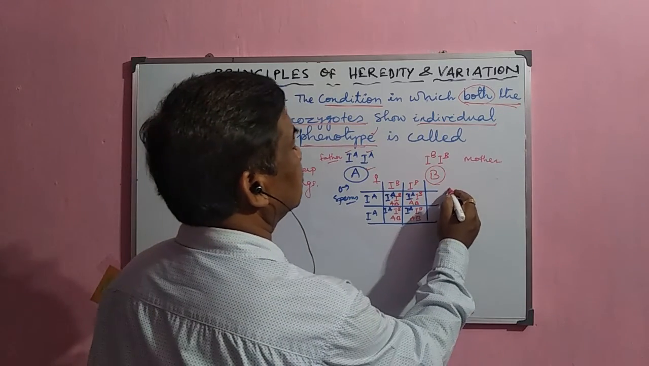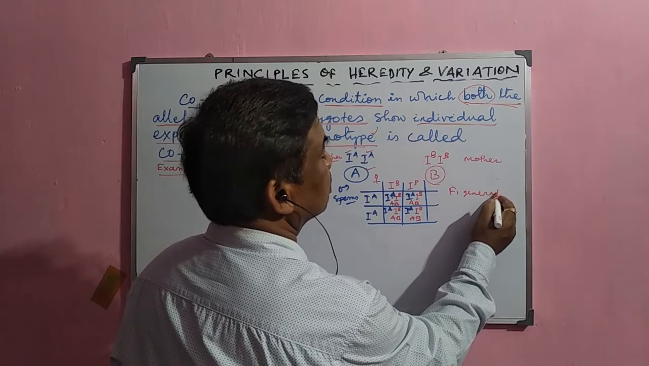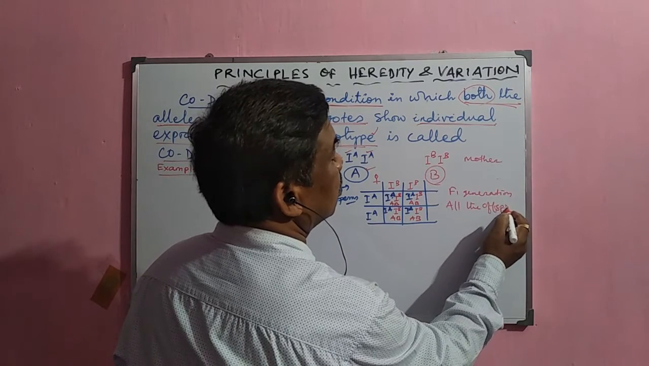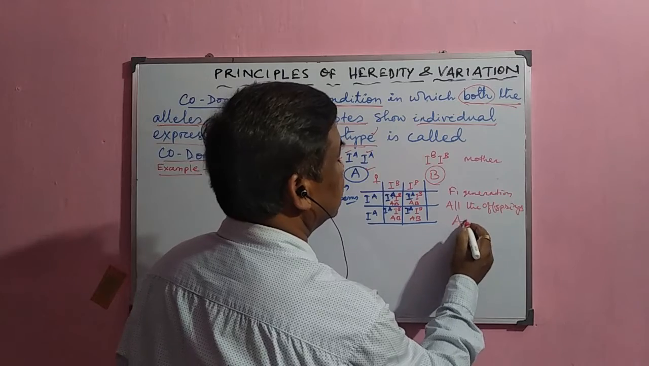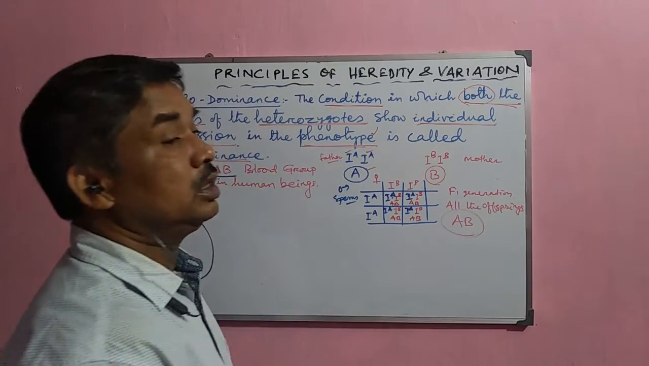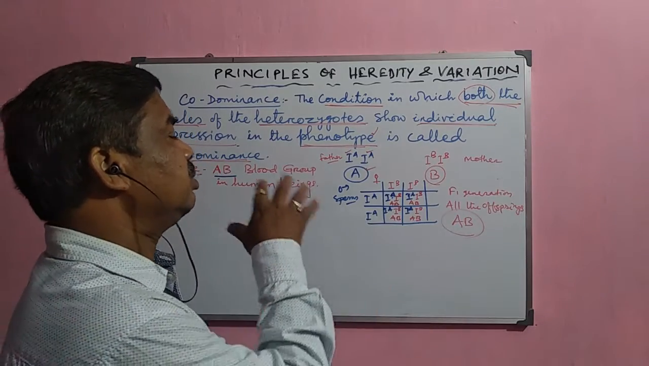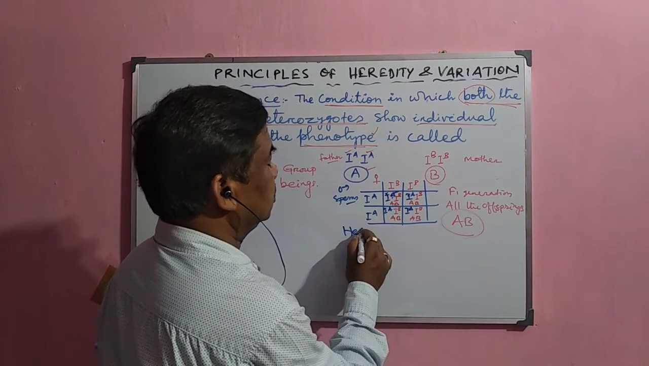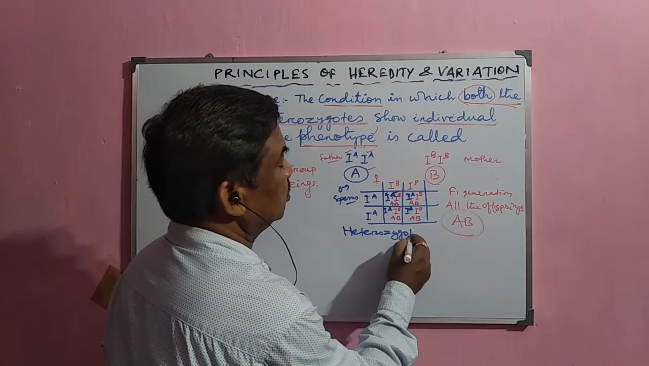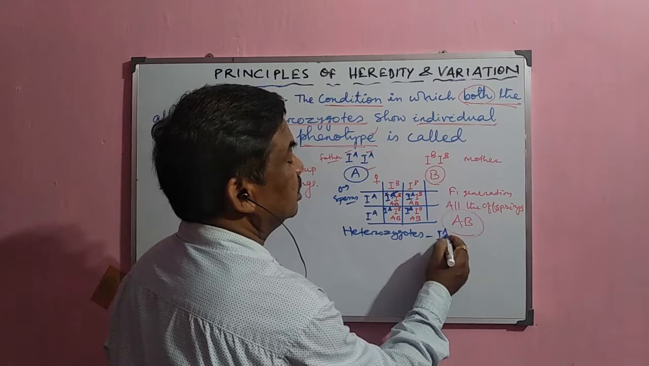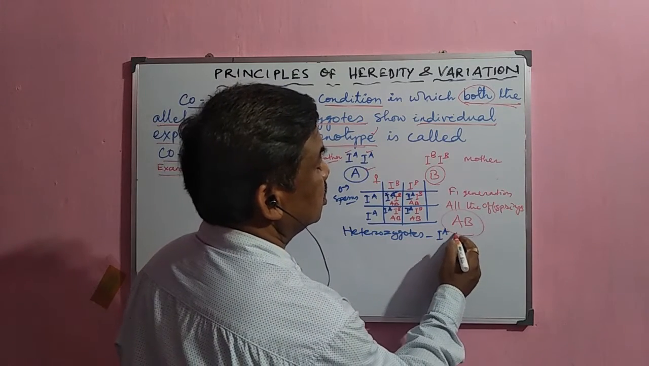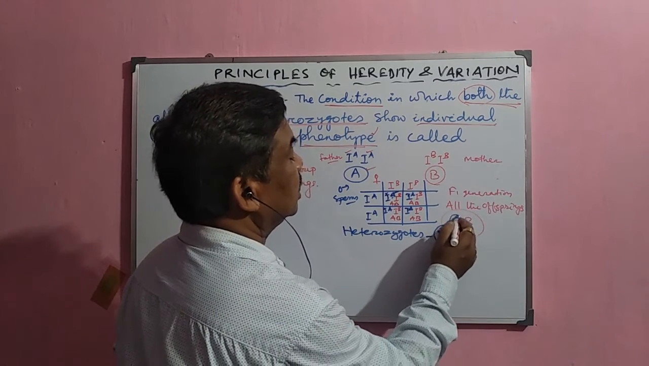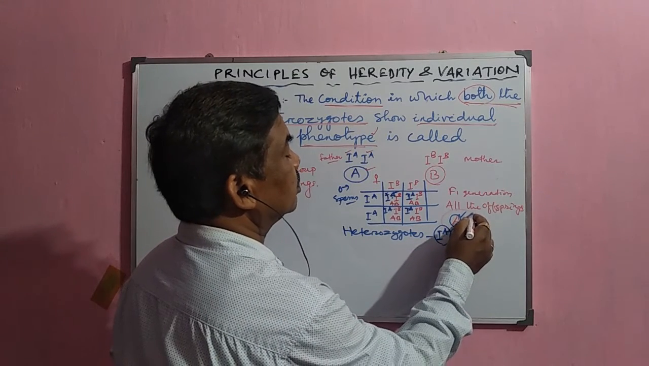So in the F1 generation, all the offspring or all the children are AB type of blood group. You will find the AB type of blood group in the F1 offspring. They are no doubt IA and IB. These are heterozygotes, and one allele is IA and the other allele is IB. Two types of alleles are there. IA retains its own character here, and IB retains its own character here.